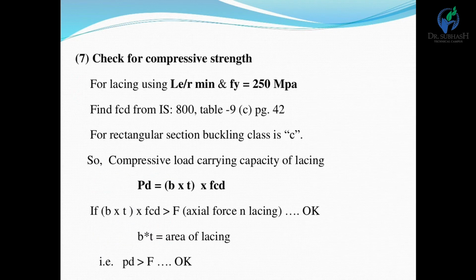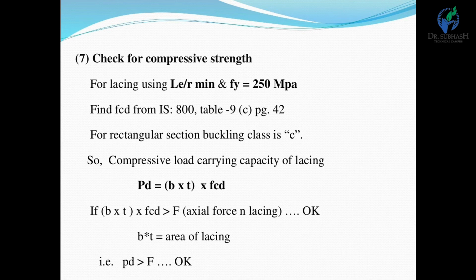Now next, check for compression strength. For lacing, using LE upon r minimum for Fy equal to 250 MPa, find FCD from IS 800 table number 9C. Why 9C? Because we design a built-up column, so for a built-up section the buckling class is C. That's why we use table number 9C on page number 42 to find FCD. Once we calculate L effective and r minimum according to the steel table, using LE upon r minimum and table 9C we can find FCD.